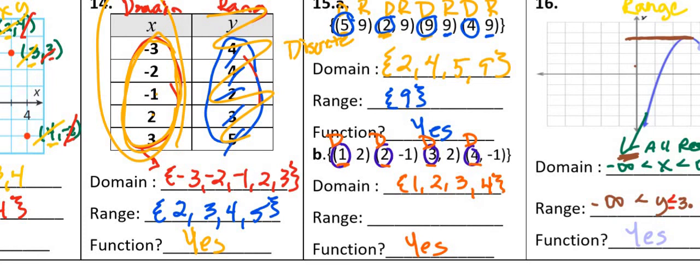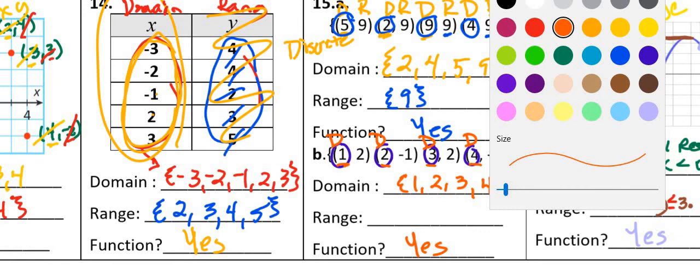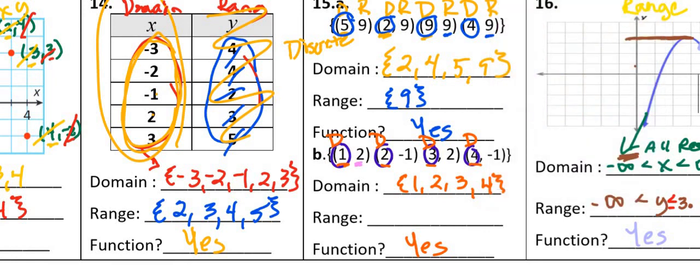Now I'm going to change colors, and then I'm going to mark these out right here. So I see I have a 2, -1, 2, -1. These are my ranges, or my Y's. I'm going to put them in order. I see that -1 is the smallest, and it's repeated twice, but I only write it down one time. Then I have a 2 and a 2, so I only write it down one time.